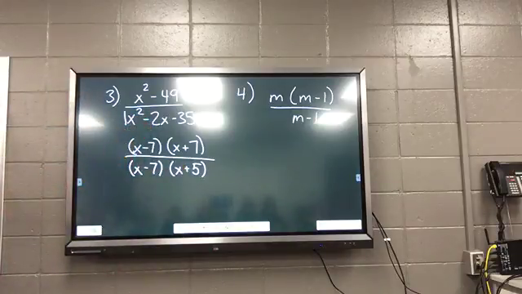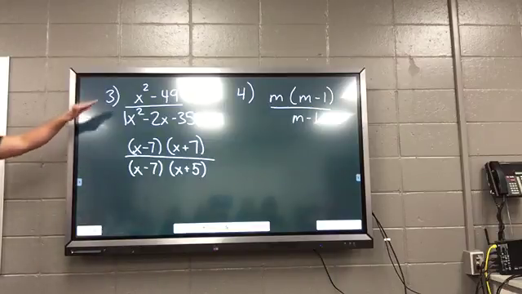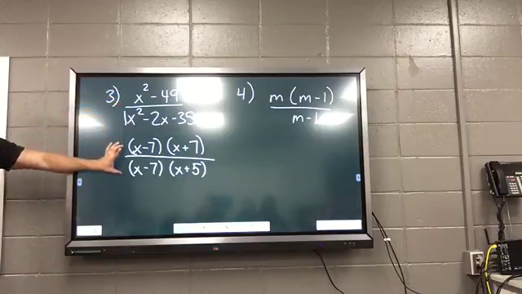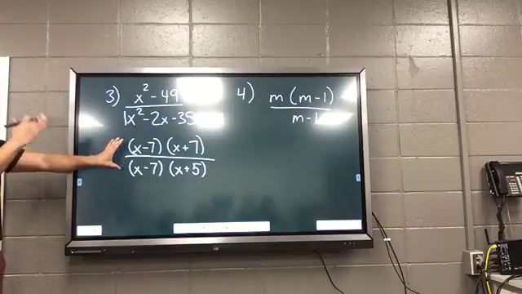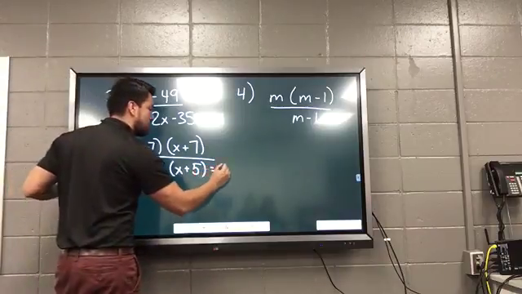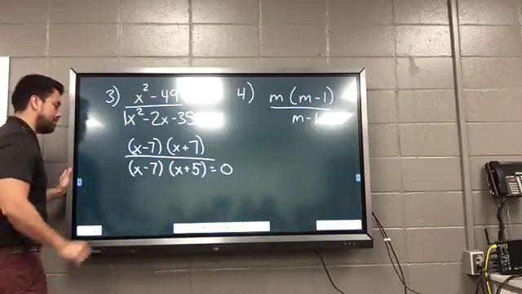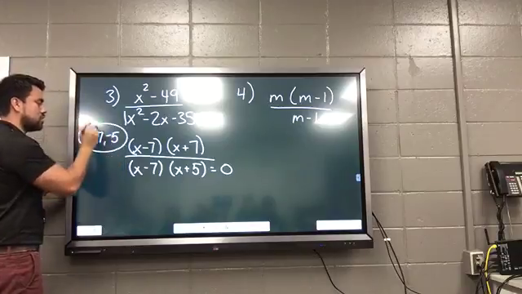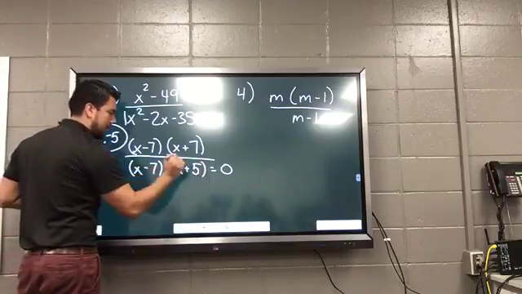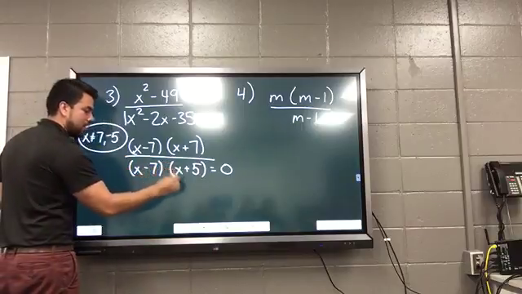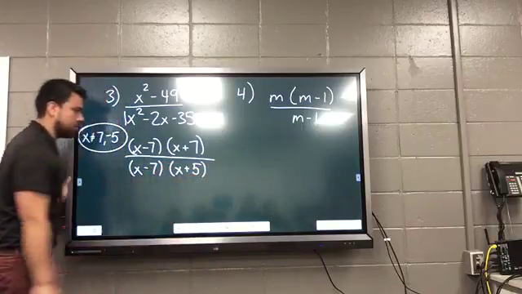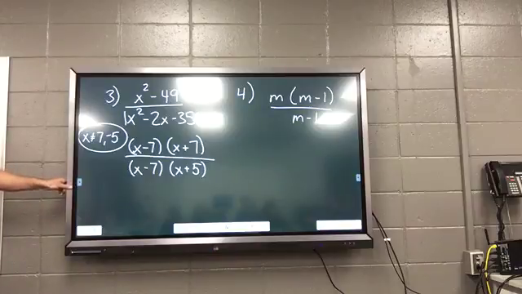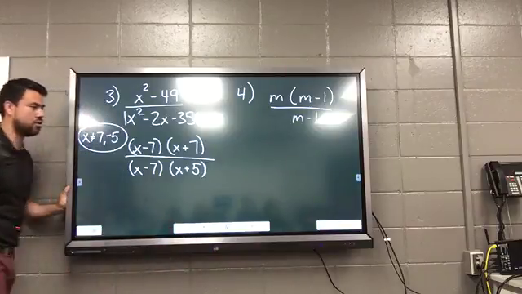Here's how you can do these problems from here on out. My first step before I do anything: factor everything out as much as you can. Can I factor this anymore? Is there anything else to break it down into? No. Once you have it factored out completely, now you can get your excluded values. So what can x not be? 7 and negative 5. Those are the excluded values. You can't have it be positive 7 or negative 5. So that's why I put that 0 there. So how do I get this simplified now? Turner, do you know what to do on this one?